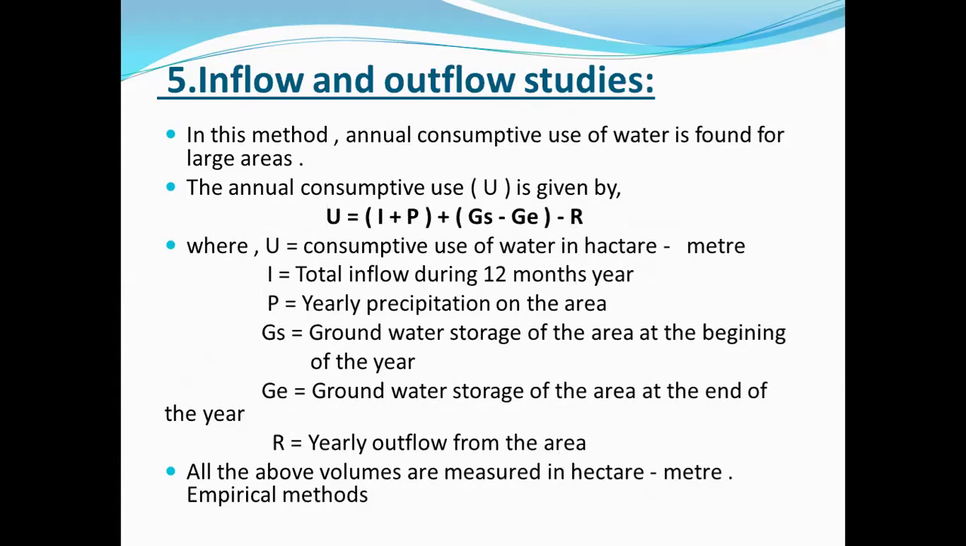I is the total inflow during the 12 months of the year. P is the yearly precipitation on the area. Gs is the groundwater storage of the area at the beginning of the year, and Ge is the groundwater storage of the area at the end of the year. Gs denotes starting and Ge denotes ending. R is the yearly outflow from the area. All the above volumes are measured in hectare-meters.